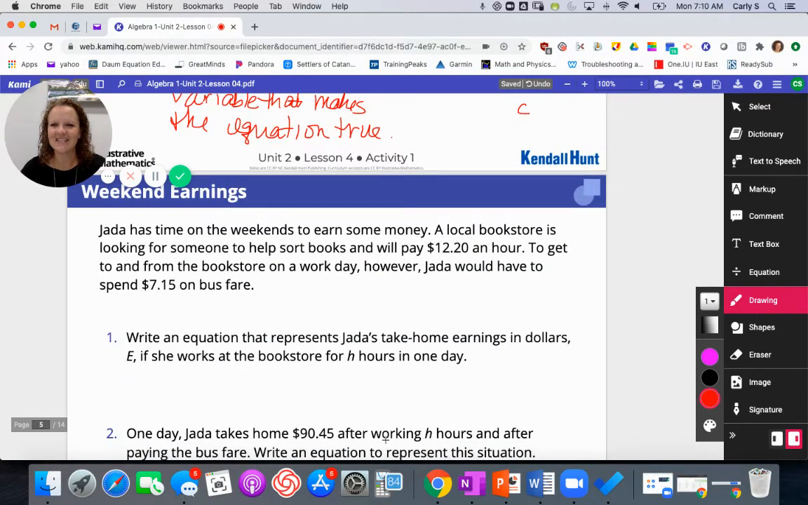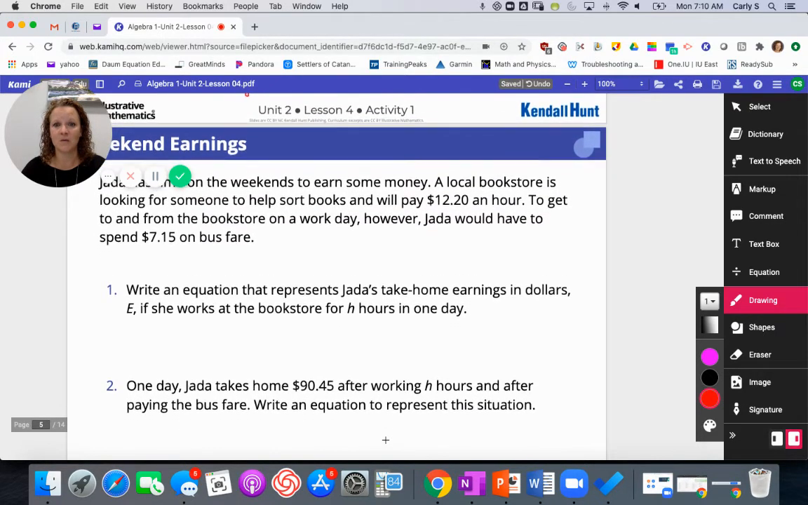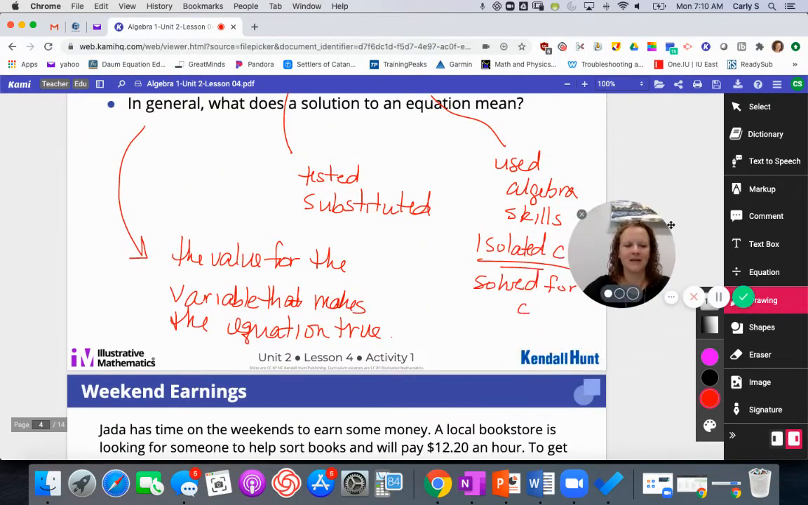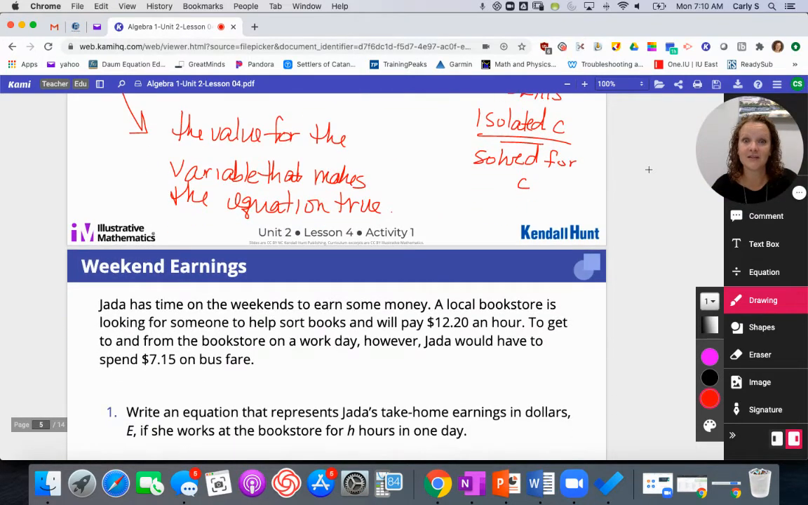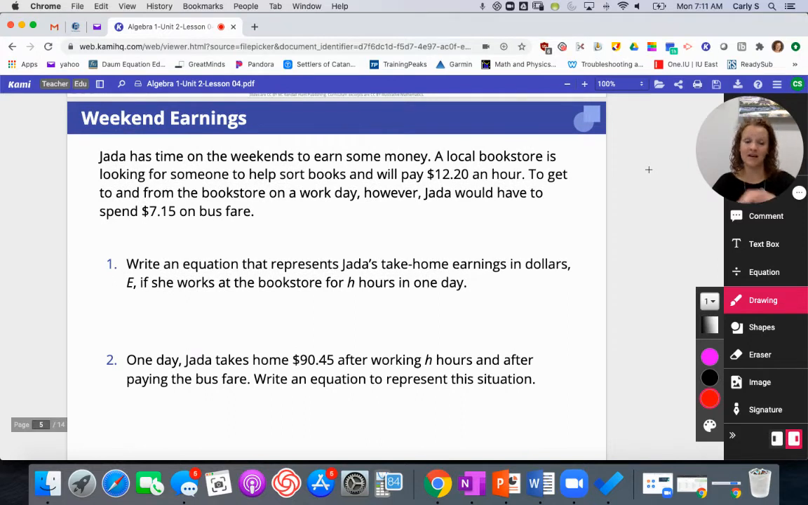All right, Jada. Jada has time on weekends to earn some money. A local bookstore is looking for someone to help sort books and will pay $12.20 an hour. To get to and from the bookstore on a workday, however, Jada would have to spend $7.15 on bus fare. I found in my teaching career that coming up with the equation to represent situations is the hard part, and it gets easier with practice, I promise you.